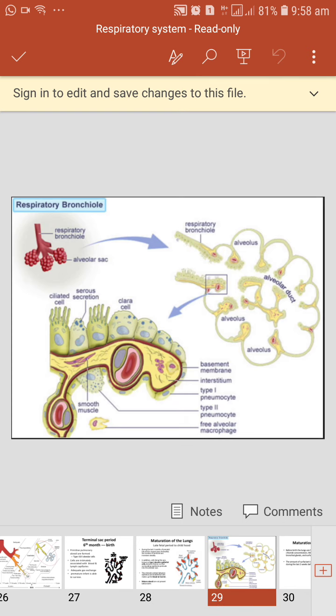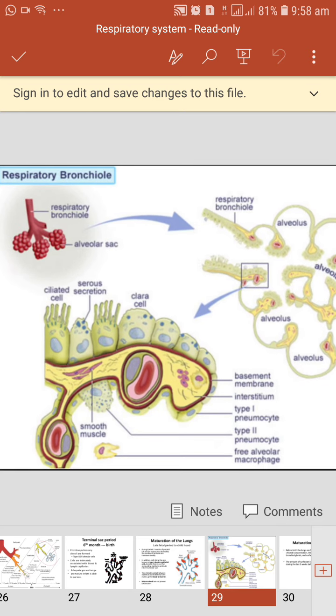This is the diagram showing the respiratory bronchiole and the formation of the alveoli and the alveolar ducts, and in the lower diagram you can see the alveoli structure with type 1 and type 2 pneumocytes, Clara cells, ciliated cells, and free alveolar macrophages.